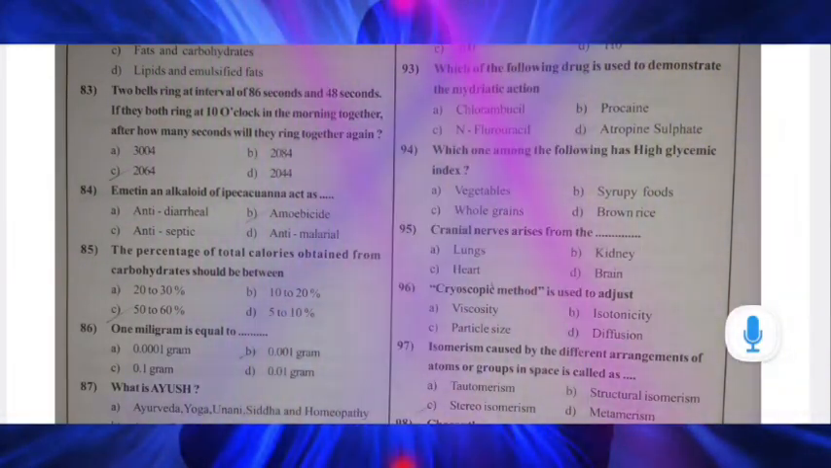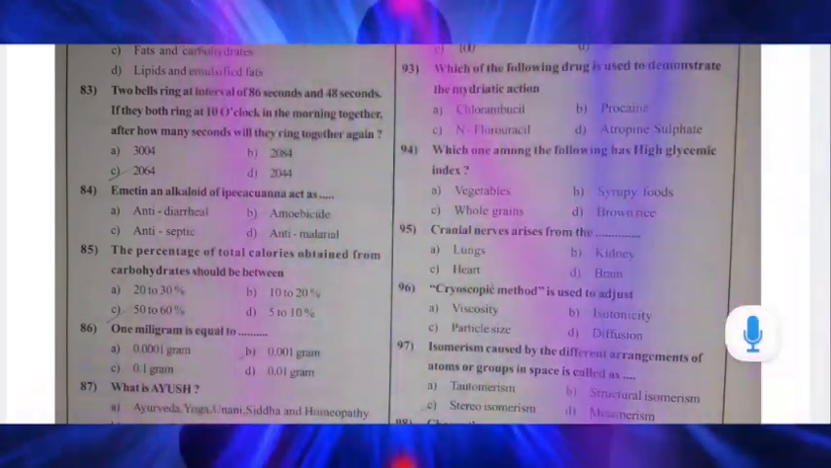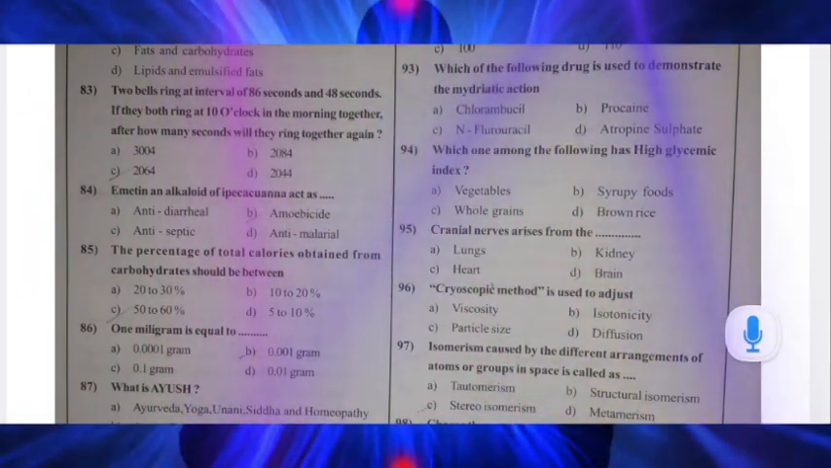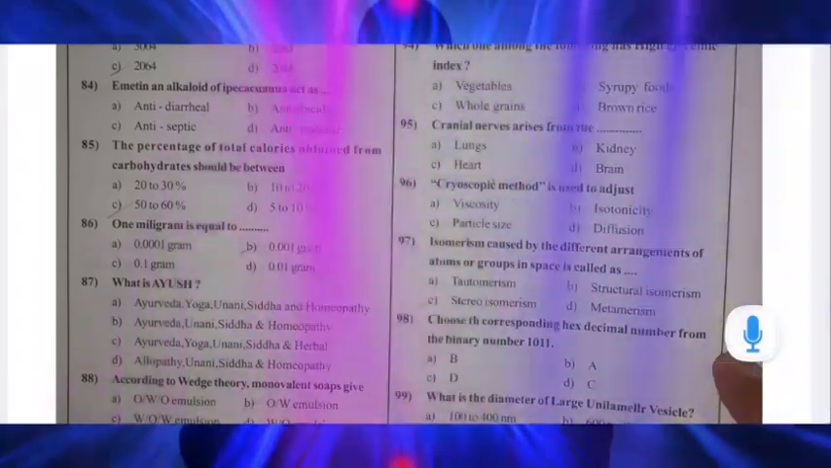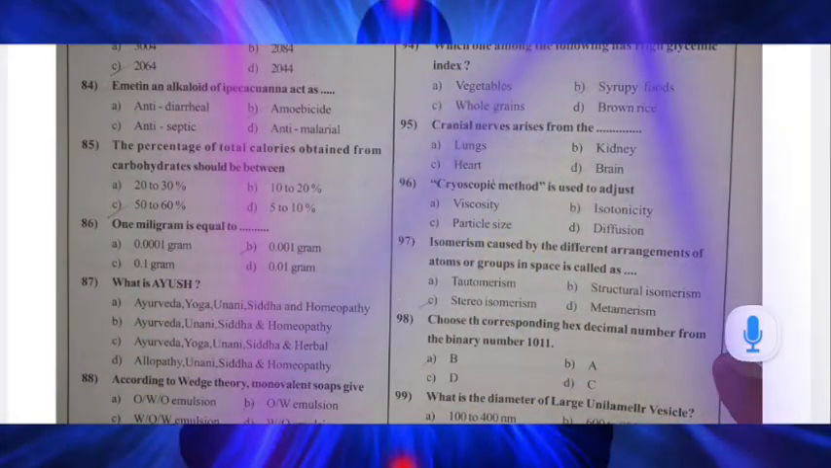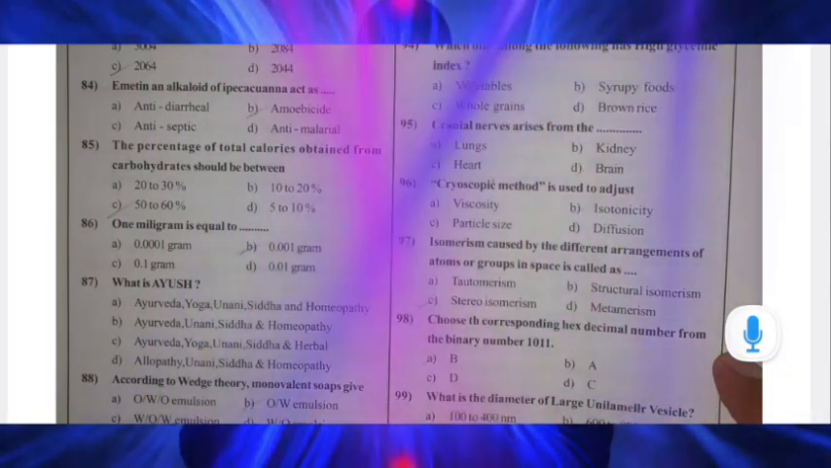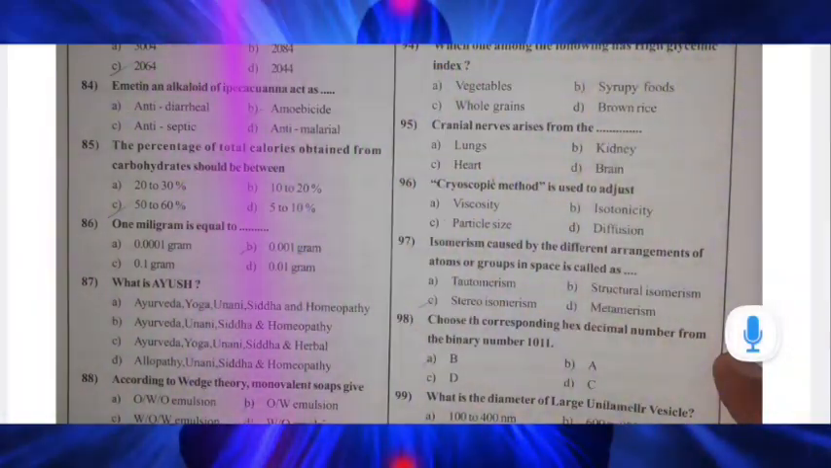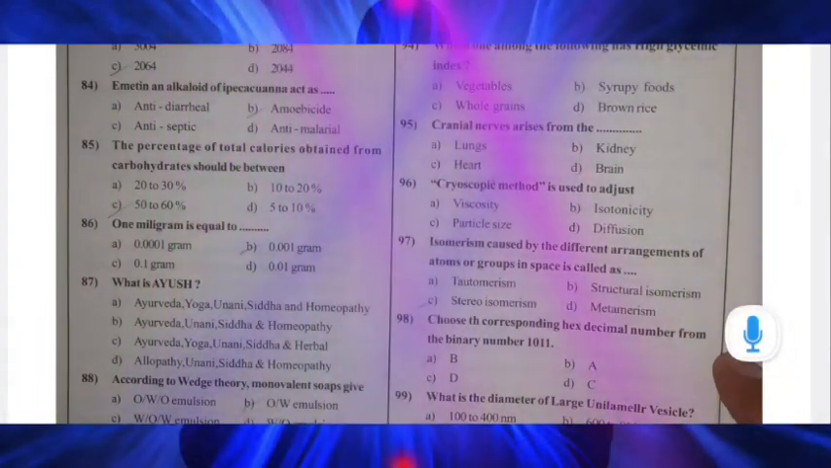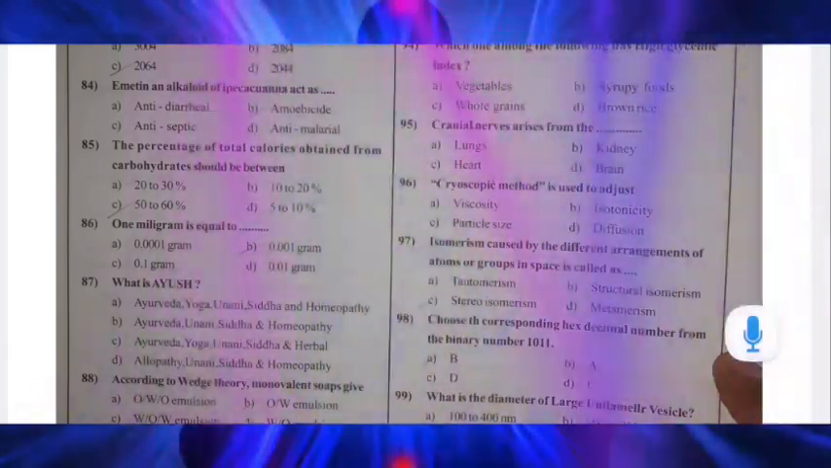Two bells ring at intervals of 86 seconds and 48 seconds. If they both ring together at 10 o'clock in the morning, after how many seconds will they ring together again? 2064 seconds. Emetine, an alkaloid of ipecacuanha, acts as an amebicide. The percentage of total calories obtained from carbohydrates should be between 18 to 60%. 1 milligram is equal to 0.001 gram.